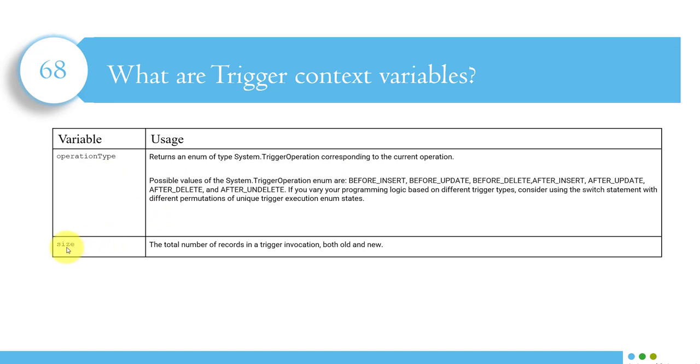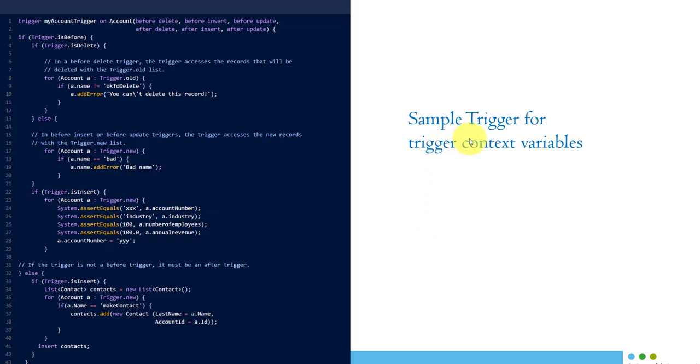The last one is size. The total number of records in a trigger invocation, both old and new, is given in the size. Now this is a sample trigger for trigger context variables. I will explain it a little bit, not the whole program, because we are not bothered about the program here, but more about the context variables.